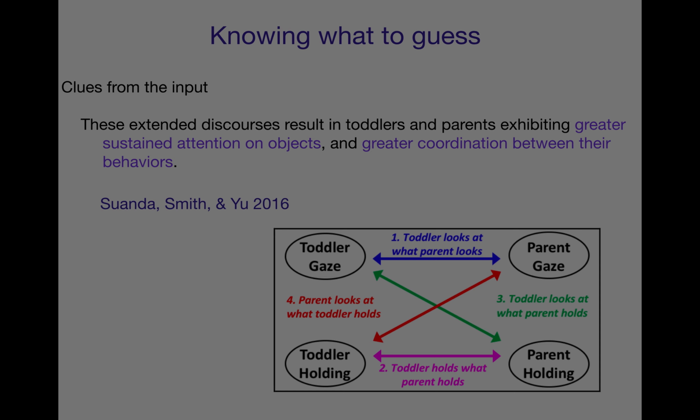And in general, when you have these extended conversations, it turns out that both the parents who are speaking to the kids and the kids exhibit greater sustained attention on objects, greater coordination between their behaviors. So this discourse continuity is helpful for holding joint attention. This is an elaborate diagram showing what tends to happen: toddler gaze and parent gaze, toddler holding and parent holding. There's just greater coordination and therefore greater accessibility of the meaning of these objects, when you have these extended discourses where you're talking about the here and now, where there is continuity in terms of how you keep talking about the same thing.